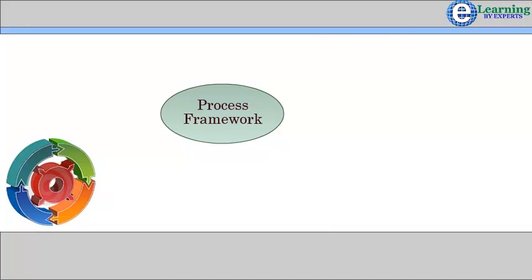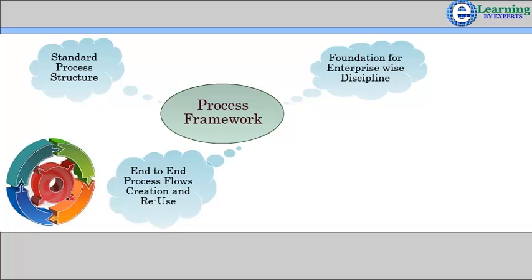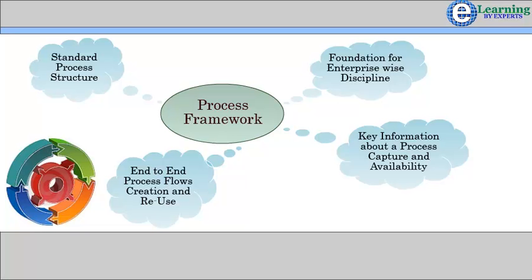Business process framework provides a standard process structure, terminology, and classification scheme. It offers a foundation for enterprise-wide discipline to the development of business processes. It enables consistent end-to-end process flows to be created and enables reuse. It enables key information about a process to be captured and made available.